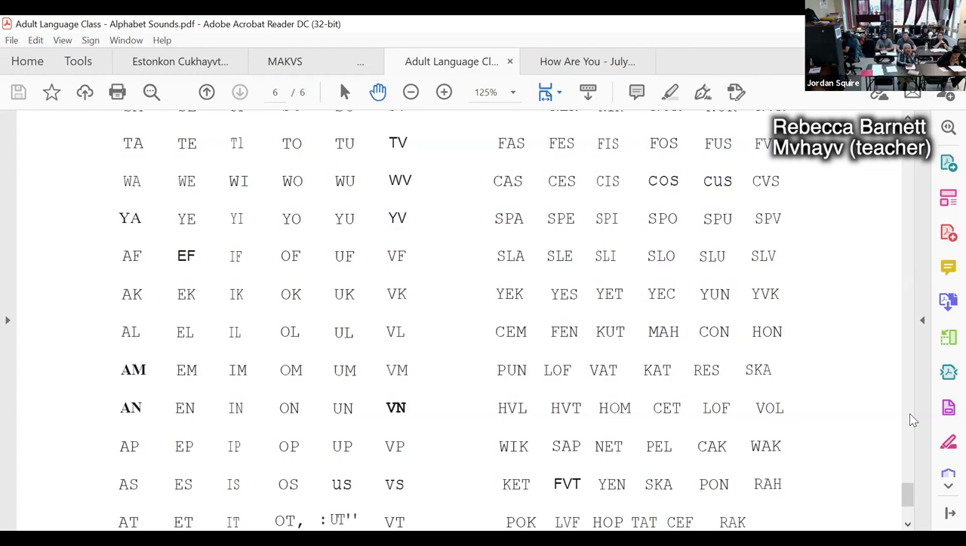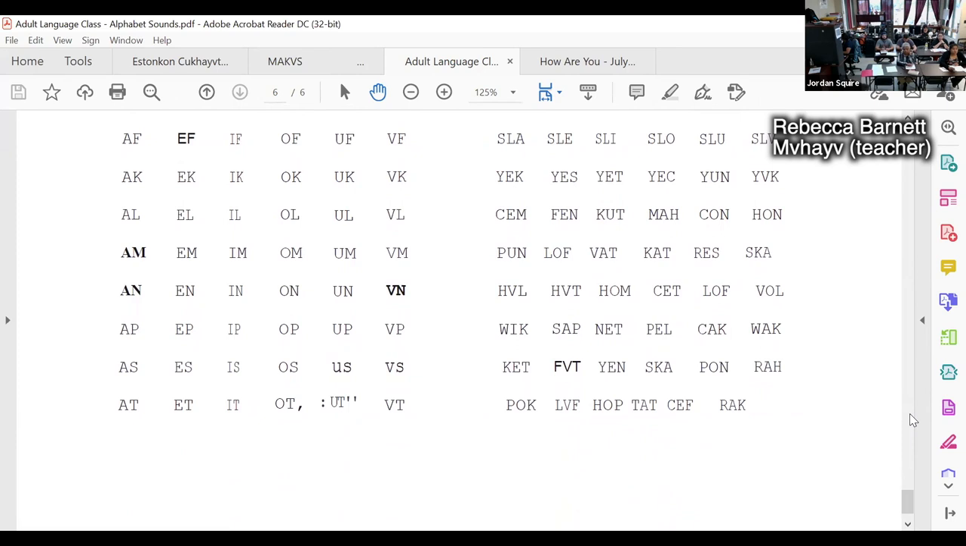Okay, this is where it's going to get little. But remember, all these sounds are in the Mvskoke language. They kind of sound silly when you're saying them, but every one of them is in the language. Okay, and every word, these sounds are in there.